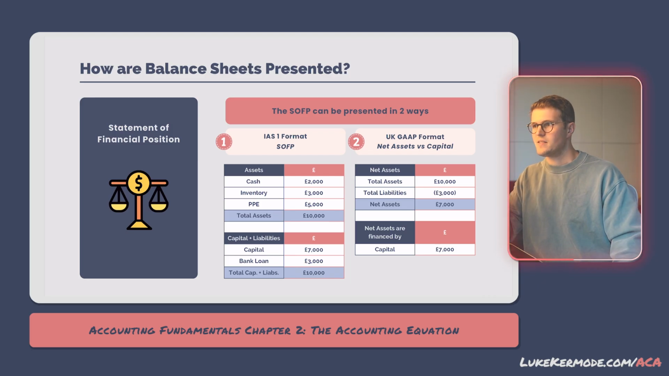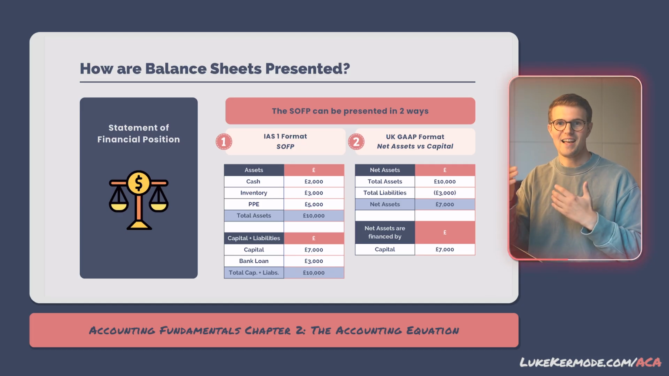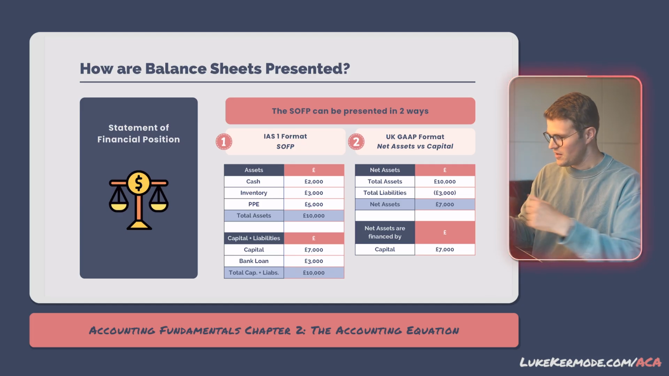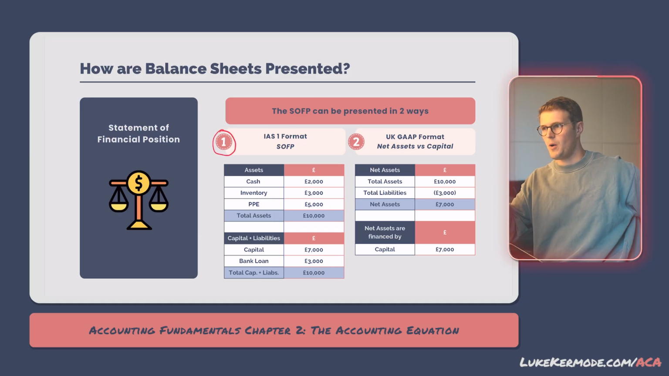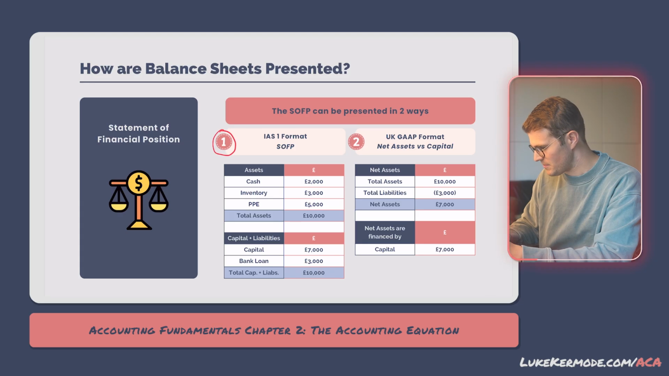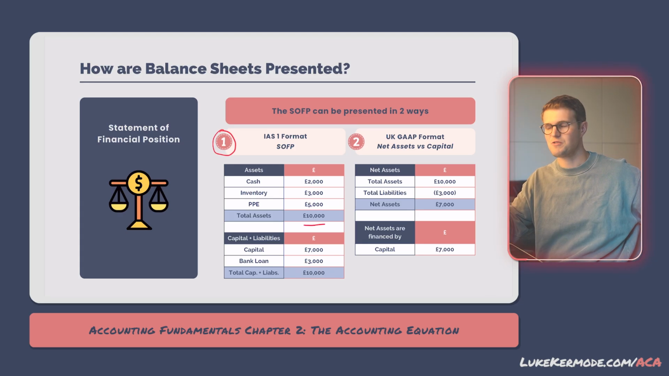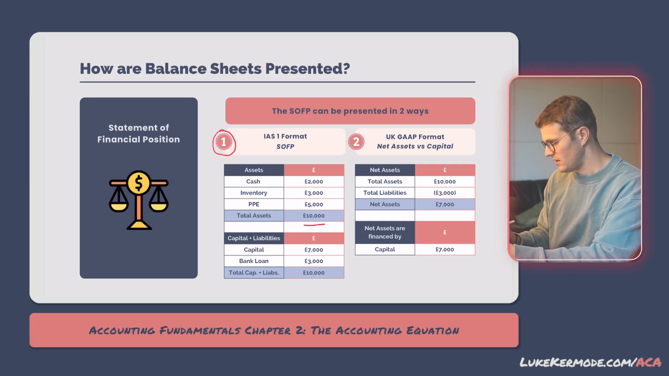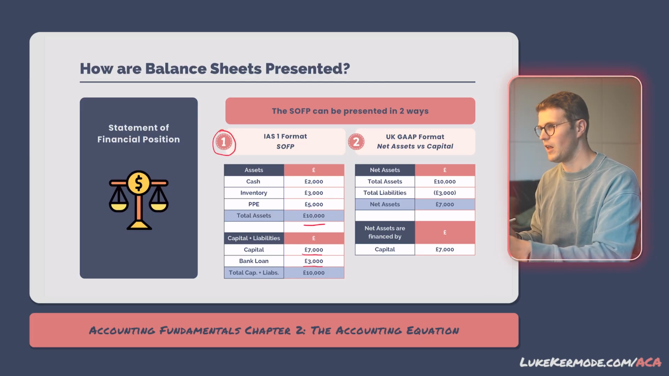Here we look at the two ways that the statement of financial position can be visually presented. It includes the exact same numbers from the previous slide. The first is the IAS 1 format, where we list assets on one side and capital and liabilities on the other. So in our example, the business owns £10,000 worth of assets, made up of £2,000 of cash, £3,000 of inventory, £5,000 of PPE, and these assets are financed using £7,000 worth of capital and £3,000 of liabilities.